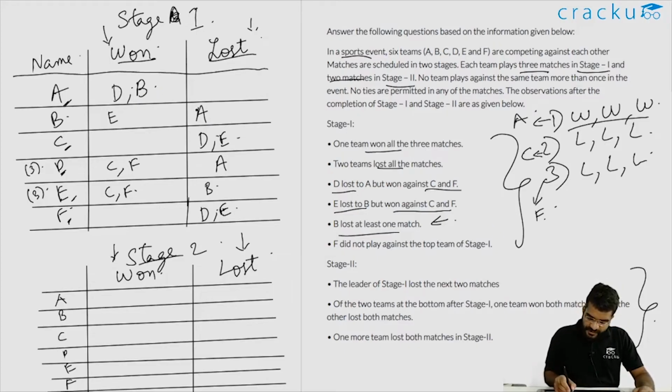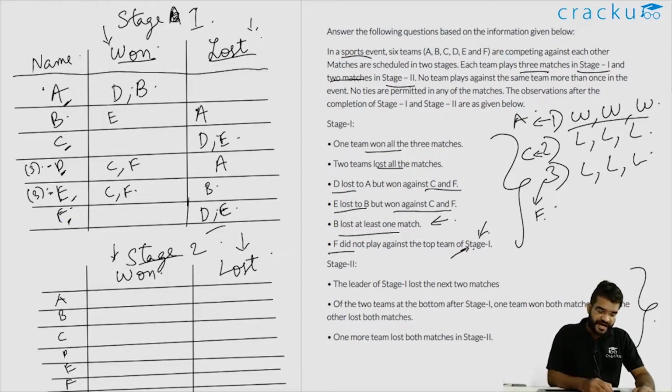Now we are also told the last clue. The last clue is that F did not play against the top team of stage 1. If you are looking at F, we have identified 2 games that it has played, against D and E. We need to identify who it played against in the third round. Now we are told that F did not play against the top team, which is A. So the third game of F is not against D or E. It is also not against A.